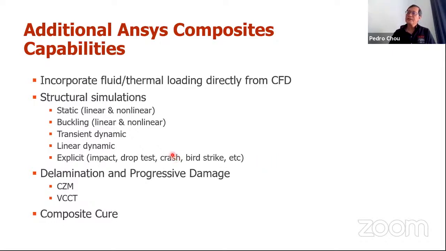And the failure criteria that I showed in previous slides were the first ply failure, but you can go beyond that. You can do delamination analysis, and you can do a composite cure analysis as well, where the thermal effects start coming into play, and you want to calculate a residual deformation due to the curing process.